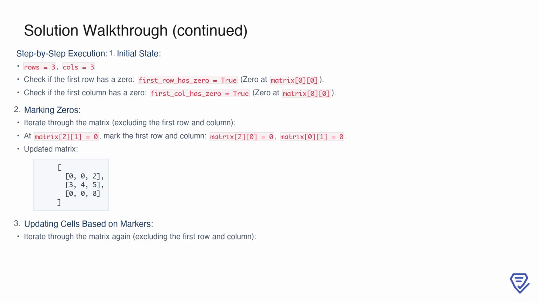At matrix[2][1], we find a 0, so we mark its row and column by setting matrix[2][0] and matrix[0][1] to 0. After this marking step, the first row and first column now indicate which rows and columns need to be set to 0. The updated matrix reflects these markers, and we are ready to proceed with updating the rest of the matrix based on them.